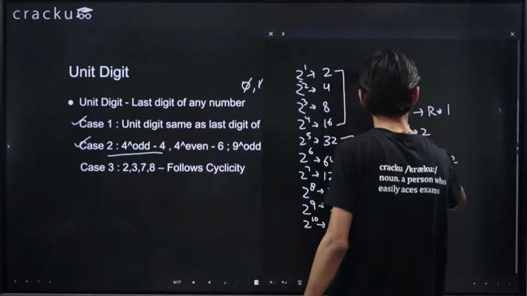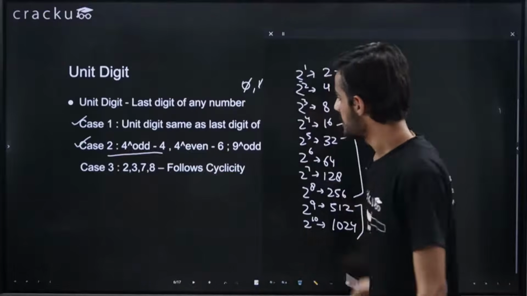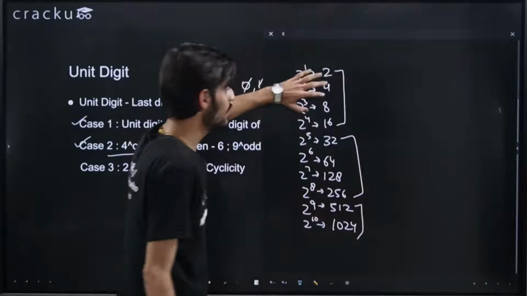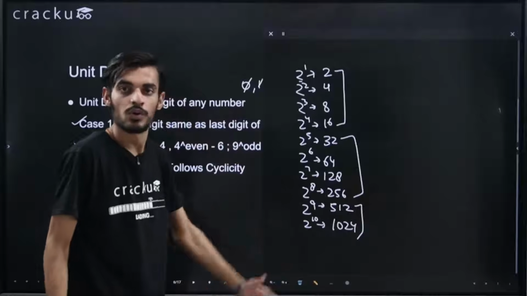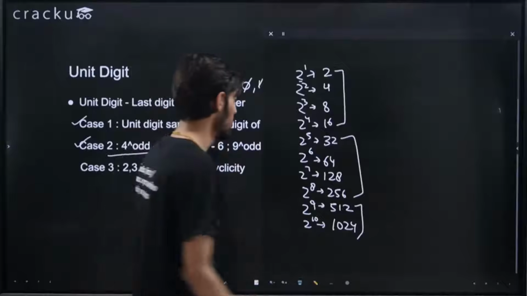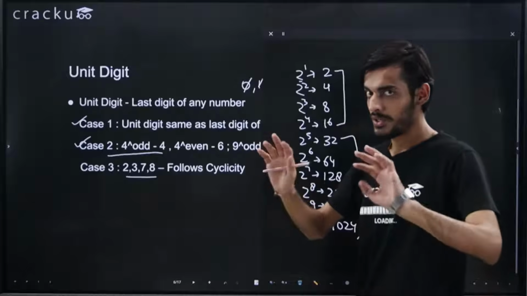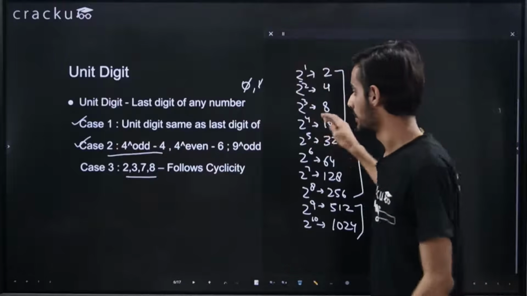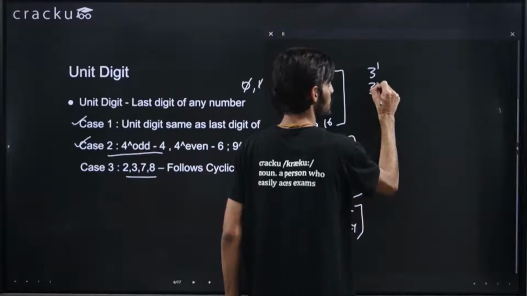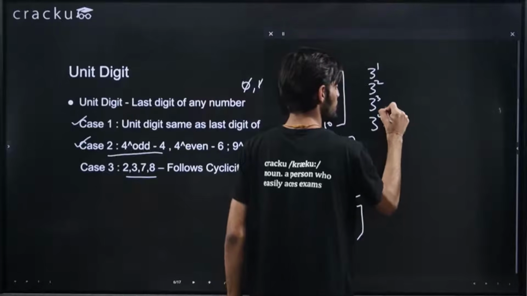So same is the case for other values also, right? This cyclicity is followed for 2, 3, 7 and 8. That means that after every 4 values, all the remaining values will follow a pattern. The first 4 will be same, the next 4 will be same, the next 4 will be same, and so on. So I think you can remember that 2, 3, 7, 8 follow a cyclicity. All you need to know is the first 4 values. So for example, for 3, you just need to know the initial 4 values. 3 raised to power 3, 3 raised to power 4.